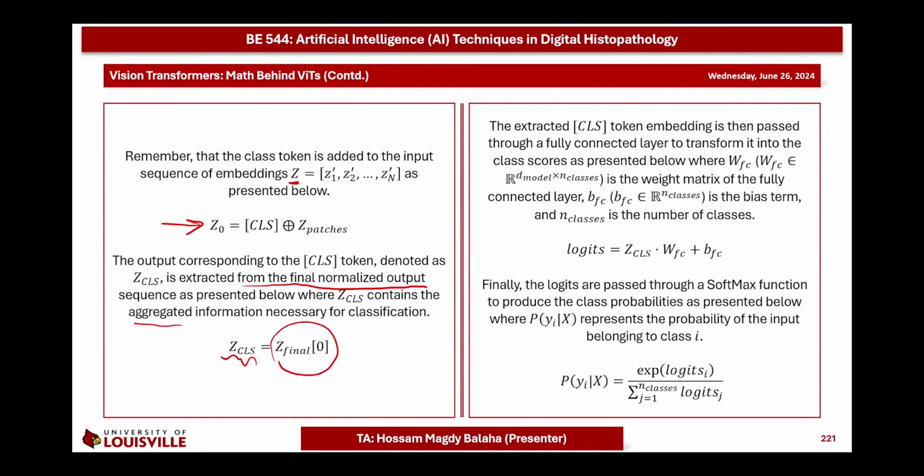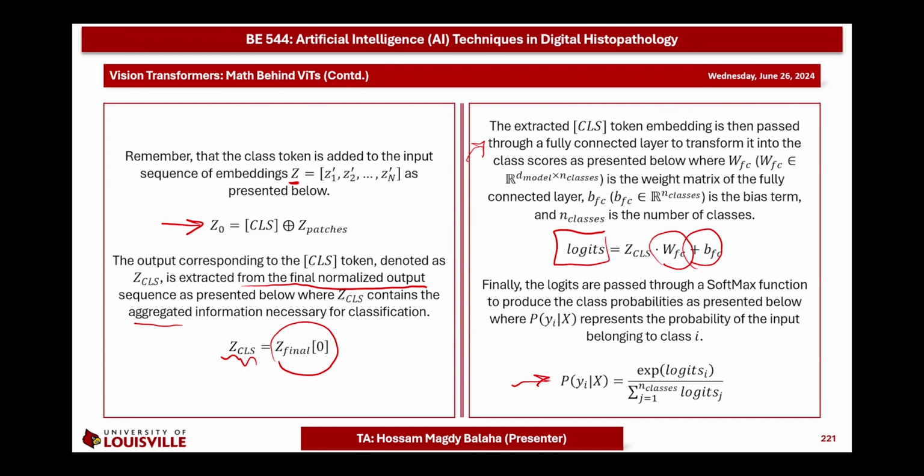After that, this token embedding is then passed through a fully connected layer to transform it into the class scores by simply multiplying it by a weight plus bias, and both of them are trainable. By doing that, we will get the logits. Finally, the logits are passed through a softmax function to produce the class probabilities as presented in this equation.